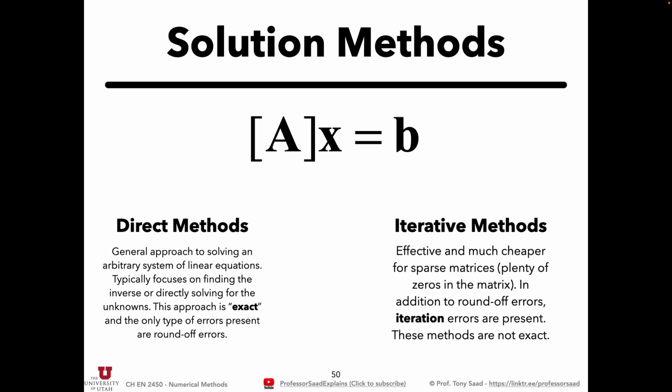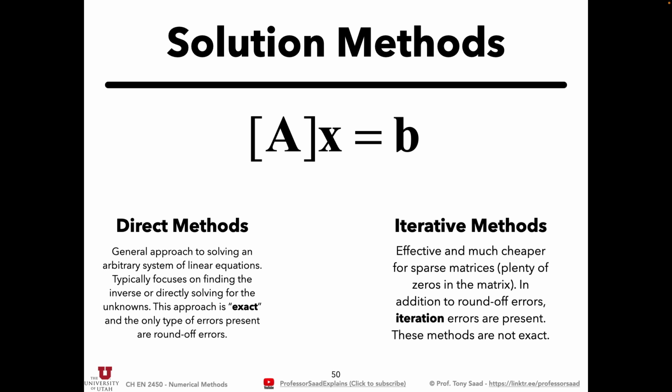Linear solvers fall under two broad categories: direct methods and iterative methods. Okay? Direct methods, Gaussian elimination is one example of a direct method. It's a general approach to solve an arbitrary system of linear equations. There's nothing specific about the coefficient matrix. Any well-posed system of equations can be attacked with a direct method. They typically focus on finding the inverse or solving for the unknowns directly, like Gaussian elimination. And this approach is exact. The only type of error are round-off errors.